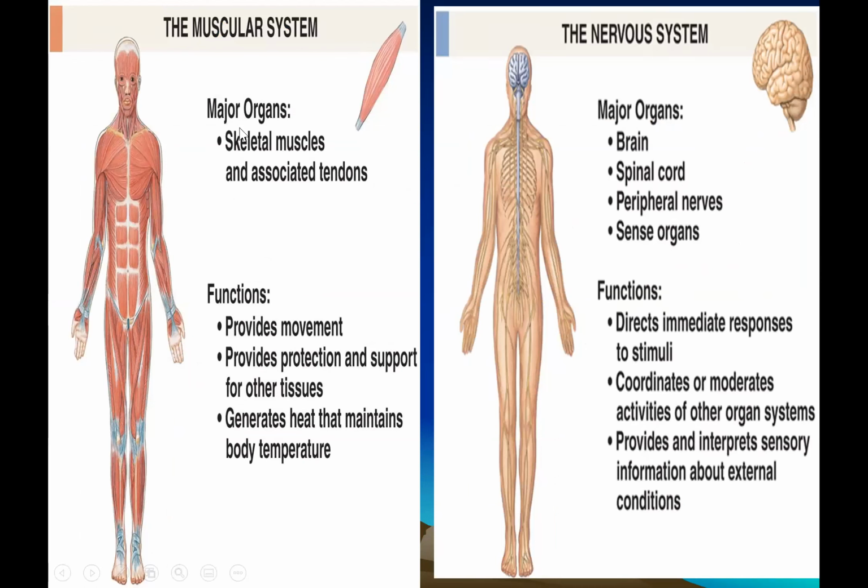The muscular system: the organs are all the skeletal muscles and the tendons that attach the muscle to the bone. The main function of the skeletal muscles is for your movement and locomotion. It also provides protection and support. For example, all your abdominal muscles are protecting your delicate GI tract, your stomach, and all the organs in the abdominal cavity. Your muscles also play a huge role in maintaining your body temperature because cellular respiration, breaking down food to form ATP energy, will generate heat.